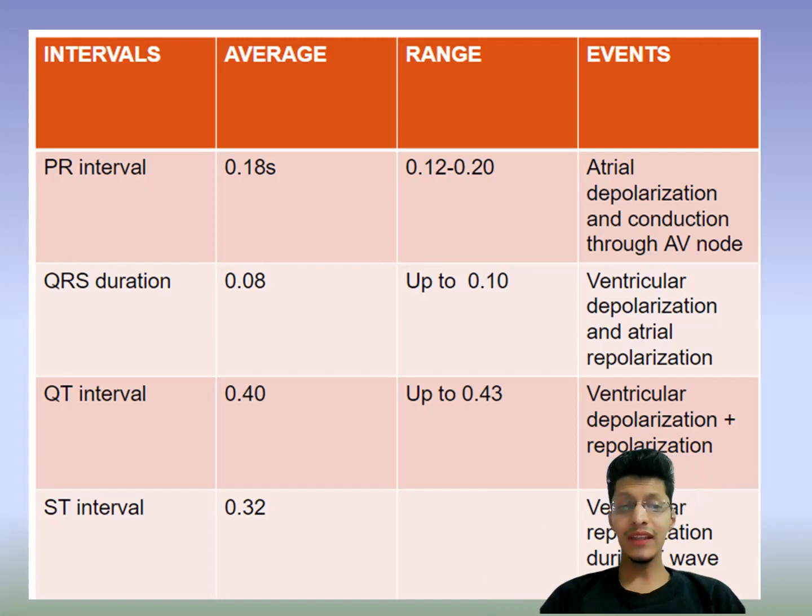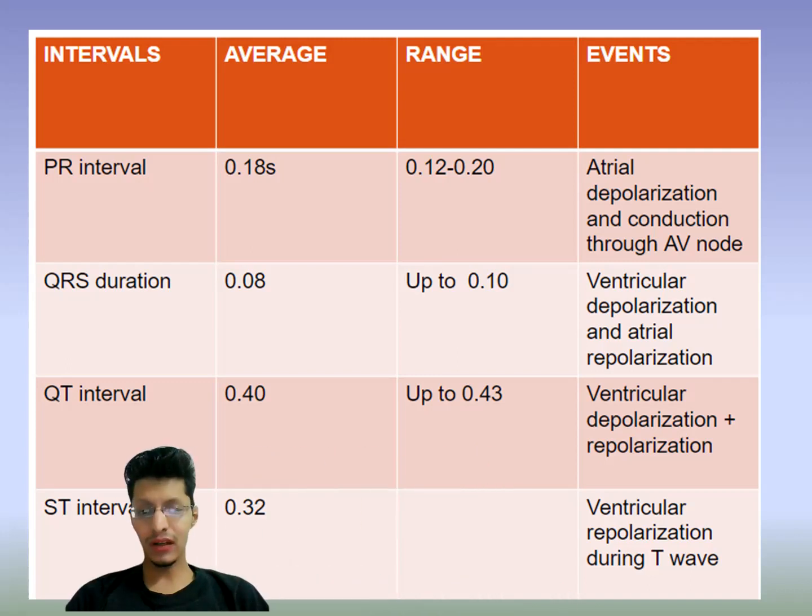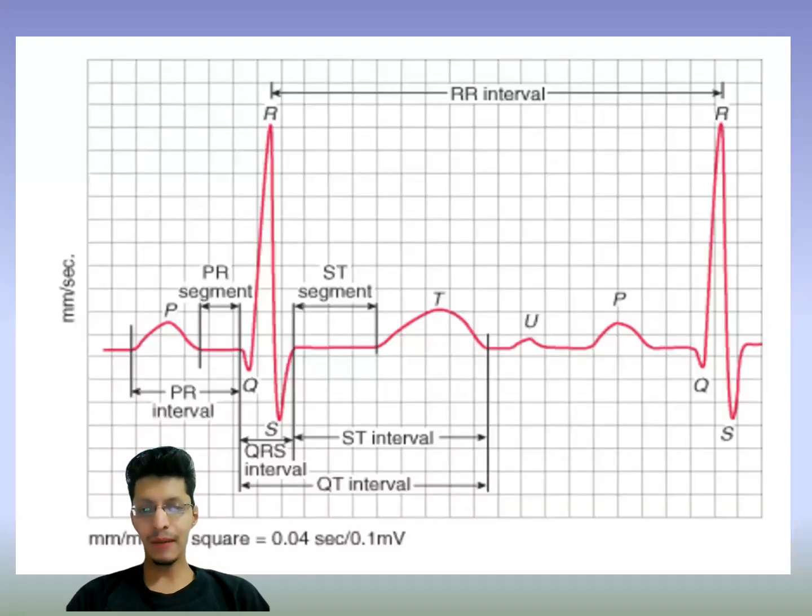And then we have the ST interval. What is the ST interval? It is ventricular repolarization, including the T wave. Now, there are two things: one is the ST segment and one is the ST interval. It will be more clear from the next diagram. In the next diagram, it will be very, very clear how this has happened.